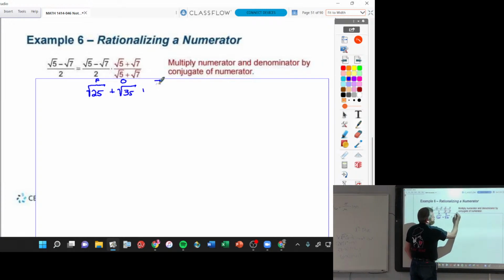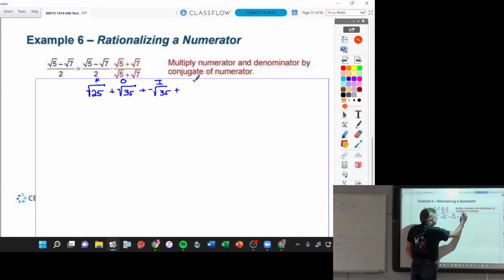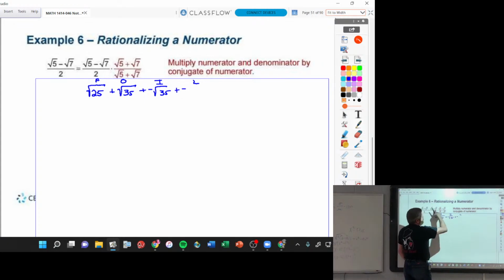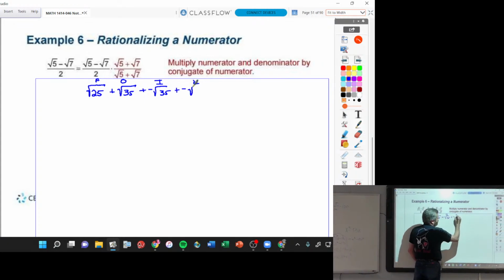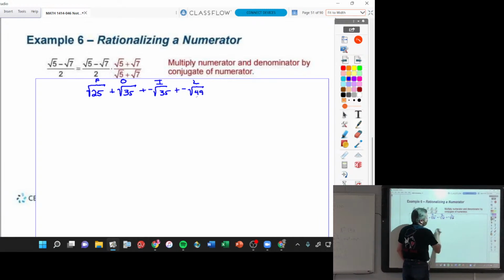Plus inside times inside, that's the negative 7 and negative 5. So that would be the outside, negative square root of 35. The square root of 5 times the square root of 7, that would be a positive times last would be square root of 35. Minus the square root of 7 times the square root of 7 is the square root of 49. Inside, that's the negative 7 and negative 5.